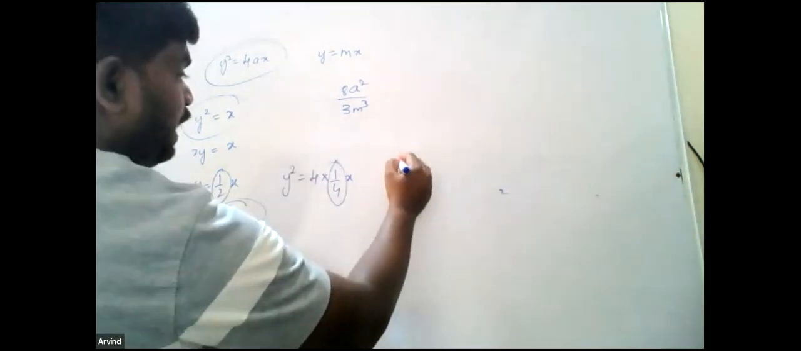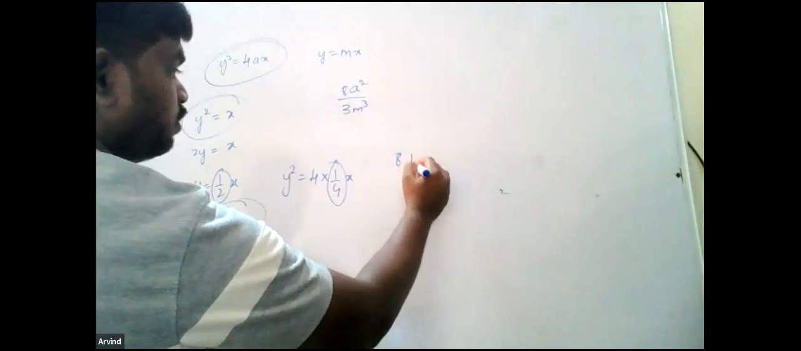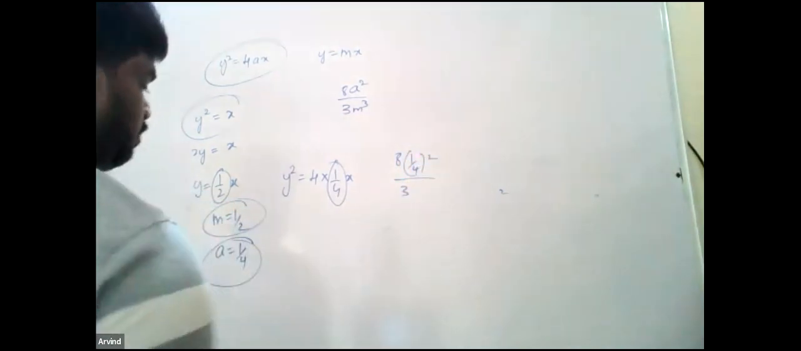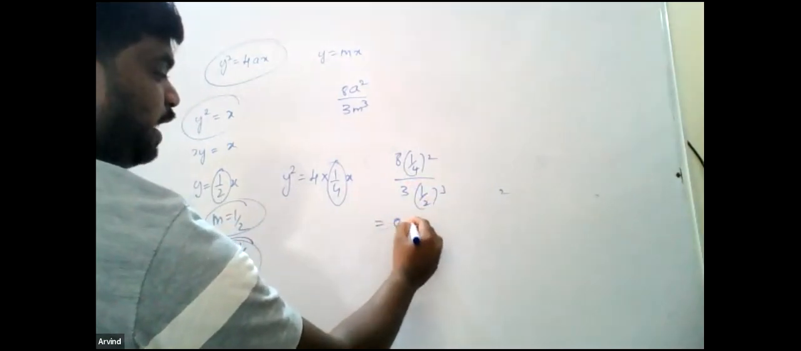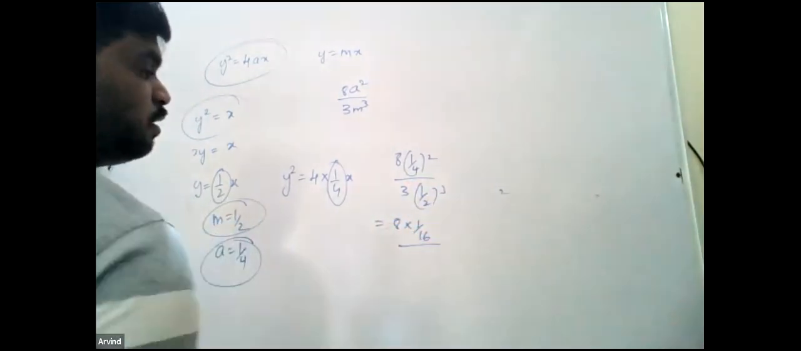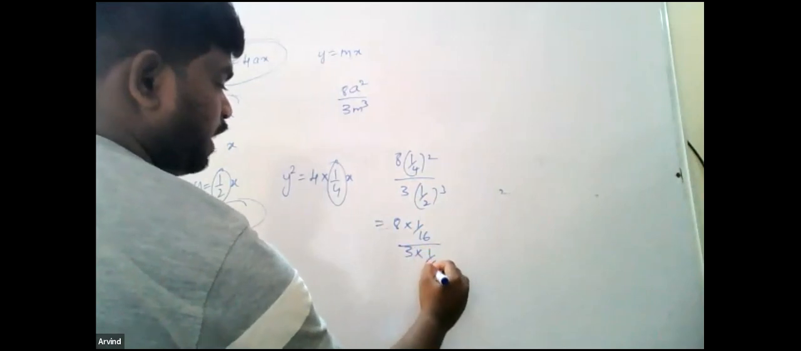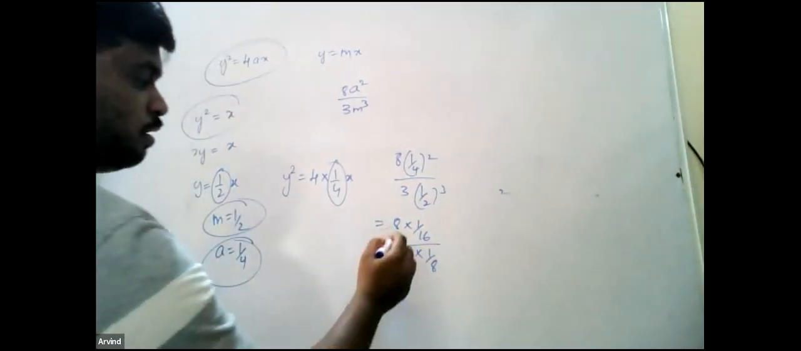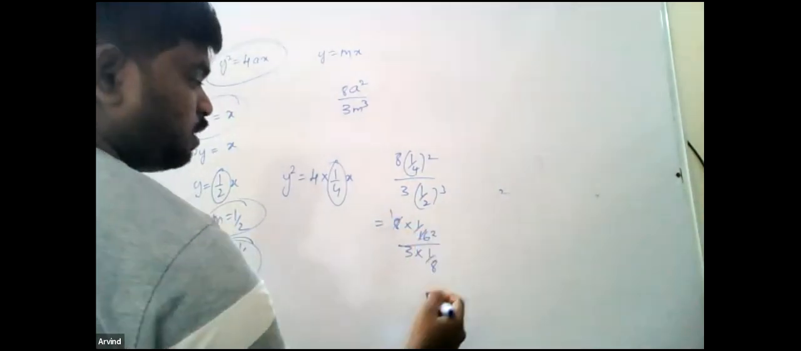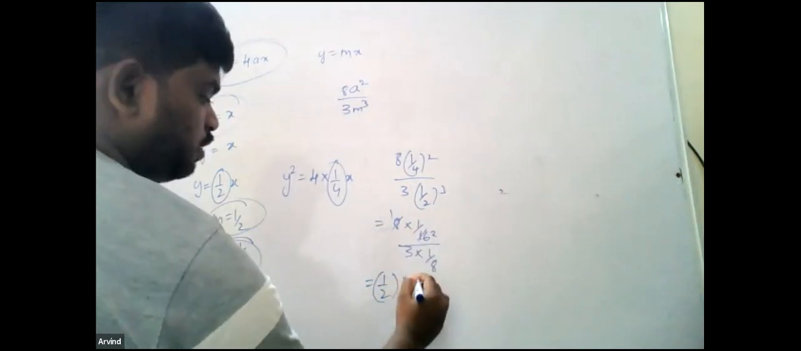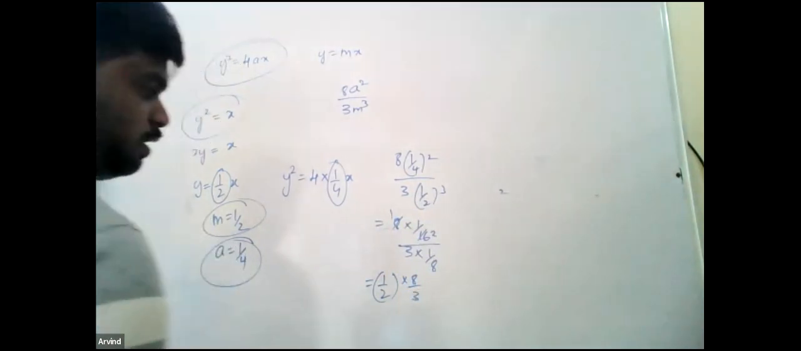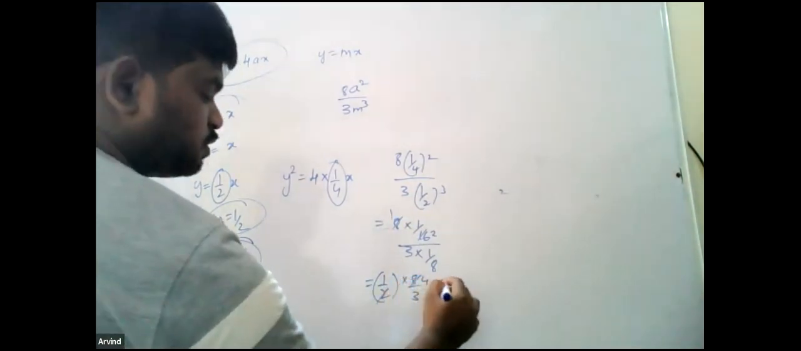Okay. If you know the formula, you can directly do it. 8, a is 1 by 4, the whole square, by 3m cube. M is 1 by 2, the whole cube. So it will become 8 into 1 by 16, 3 into 1 by 8. 8 ones are, 8 twos are. So it will become 1 by 2. Reciprocal, it will become 8 by 3. 2 ones are, 2 fours are. Therefore it is 4 by 3 square units.